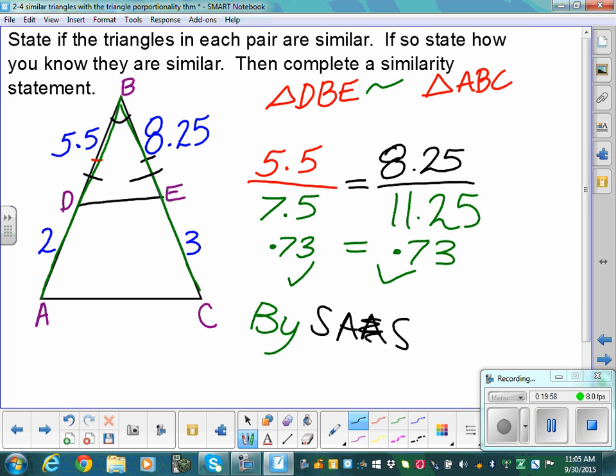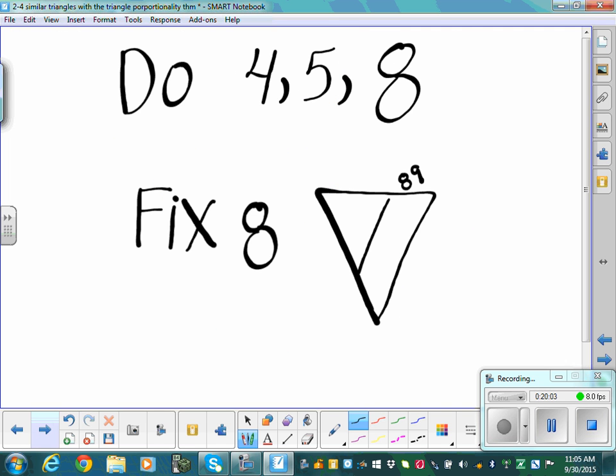Questions on that one? Okay. Do problems 4, 5, 8. Now you have to fix number 8 because notice on number 8 there's a missing side right here, but it should be 89. So if you want to do x, 33 plus 89. So just write an 89 in there because there was a typo, and notice how it's floating down at the bottom by accident. All right, so do those.